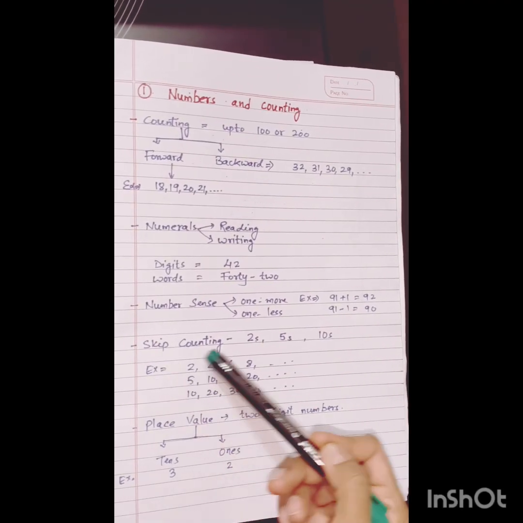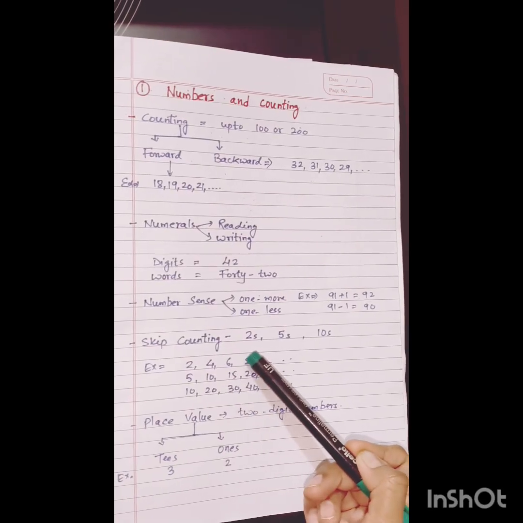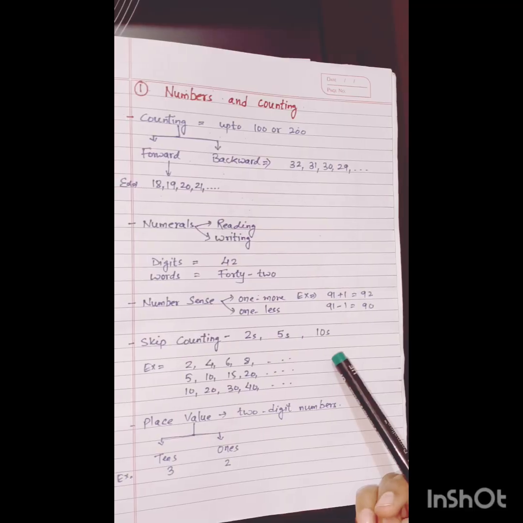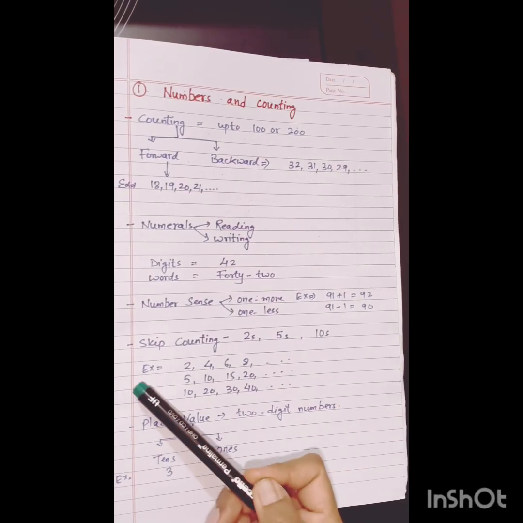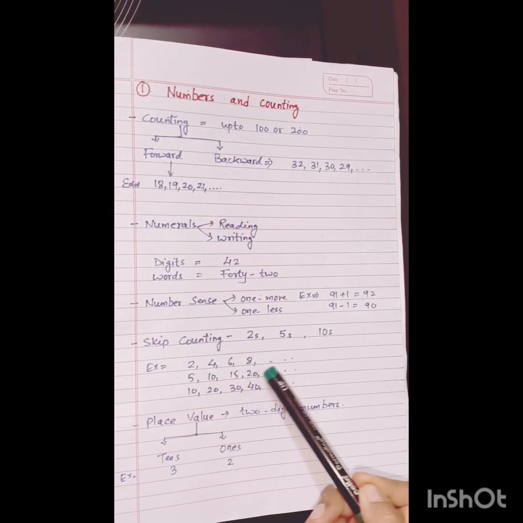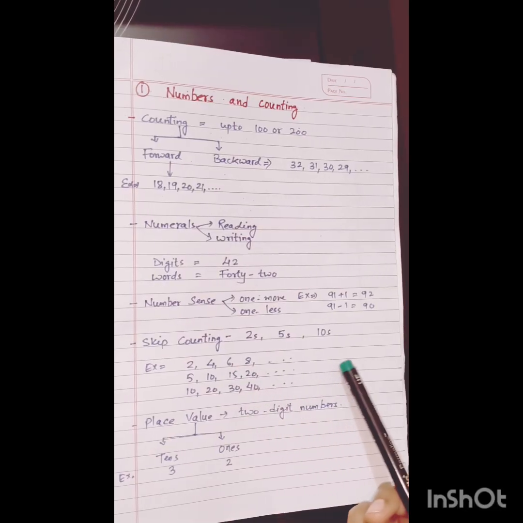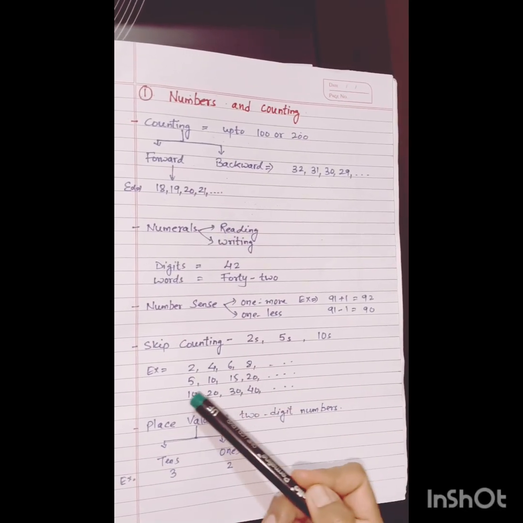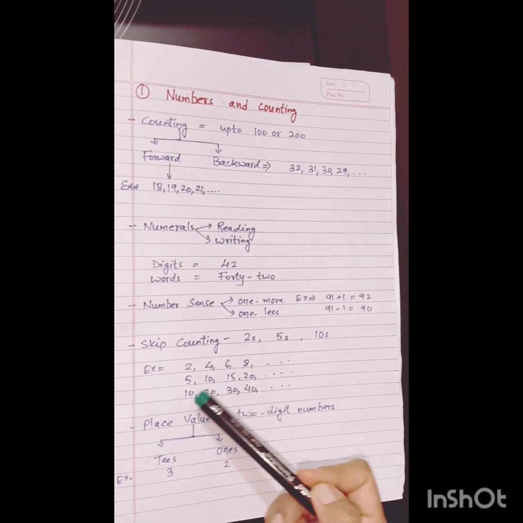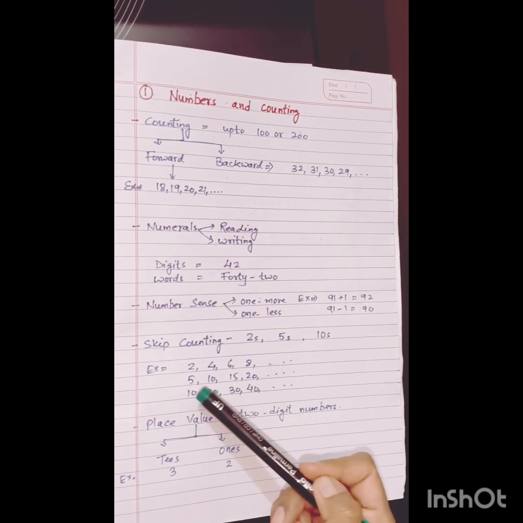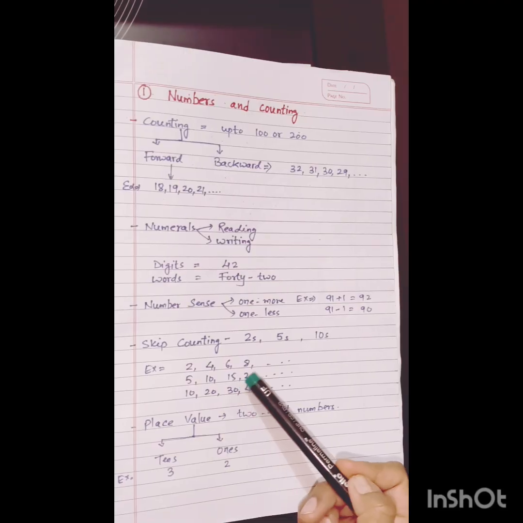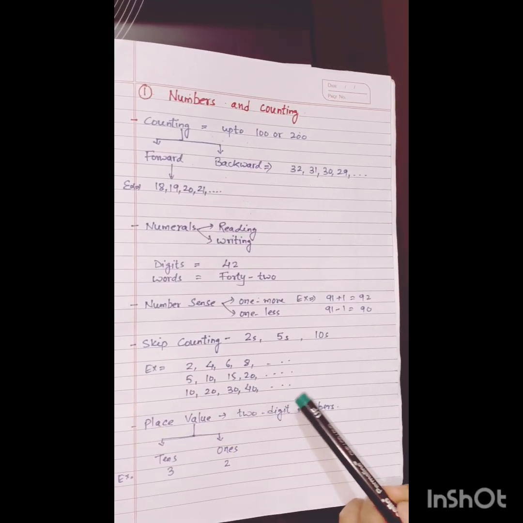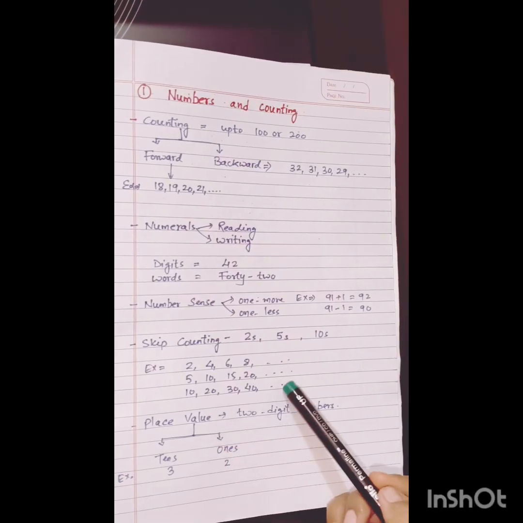Next is skip counting. For a class 1 student, counting in 2s, 5s and 10s should preferably be learned while they are in class 1. Here is an example of counting in 2s: 2, 4, 6, 8. Like that, a child can understand skip counting in steps of 2. 5, 10, 15, 20: it can be understood in steps of 5. And 10, 20, 30, 40 and so on: we are going in steps of 10.